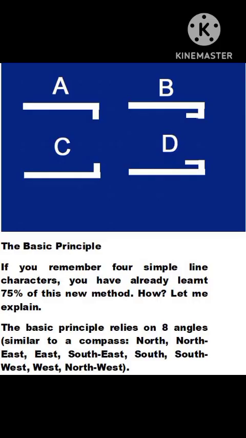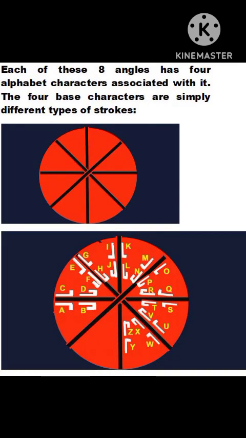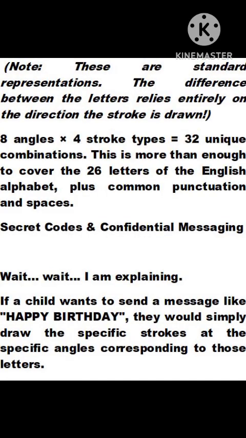How? Let me explain. The basic principle relies on 8 angles, similar to a compass: north, northeast, east, southeast, south, southwest, west, northwest. Each of these 8 angles has 4 alphabet characters associated with it. The 4 base characters are simply different types of strokes. Note, these are standard representations. The difference between the letters relies entirely on the direction the stroke is drawn. 8 angles times 4 stroke types equals 32 unique combinations.